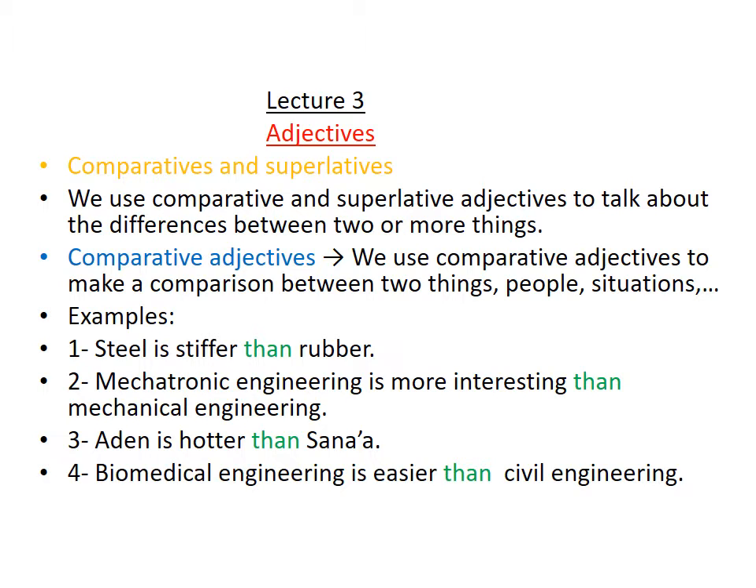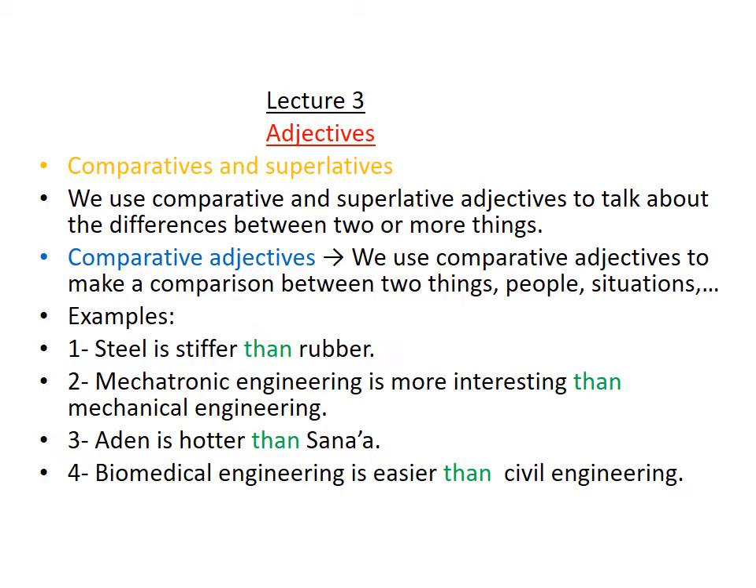Number two, mechatronic engineering is more interesting than mechanical engineering. The same thing. Here we are comparing two things. What are they? The mechatronic engineering and the mechanical engineering. So we say mechatronic engineering is more interesting than mechanical engineering. Where is the adjective? The adjective is interesting. We use more. Why? I'll tell you.